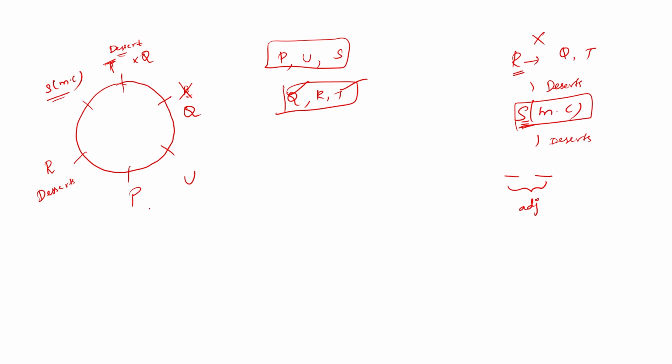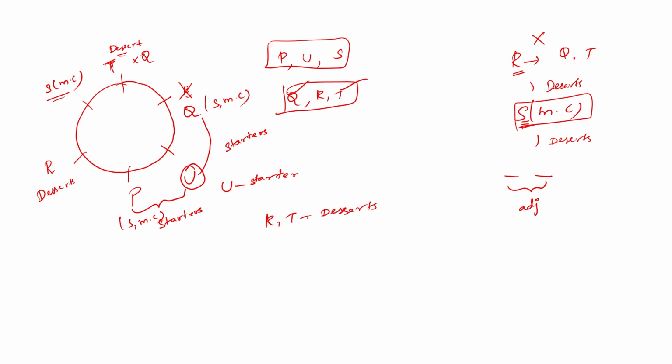Adjacent to each other means that wherever the starters are, they will be next to each other. So we can consider P, U as starters, or otherwise U and Q as starters. But U is definitely a starter, because in both P, U and U, Q, U is common. Which means U is definitely a starter. P may be a starter or main course, and similarly Q may be a starter or main course. So what we can confirm is that R and T are desserts.